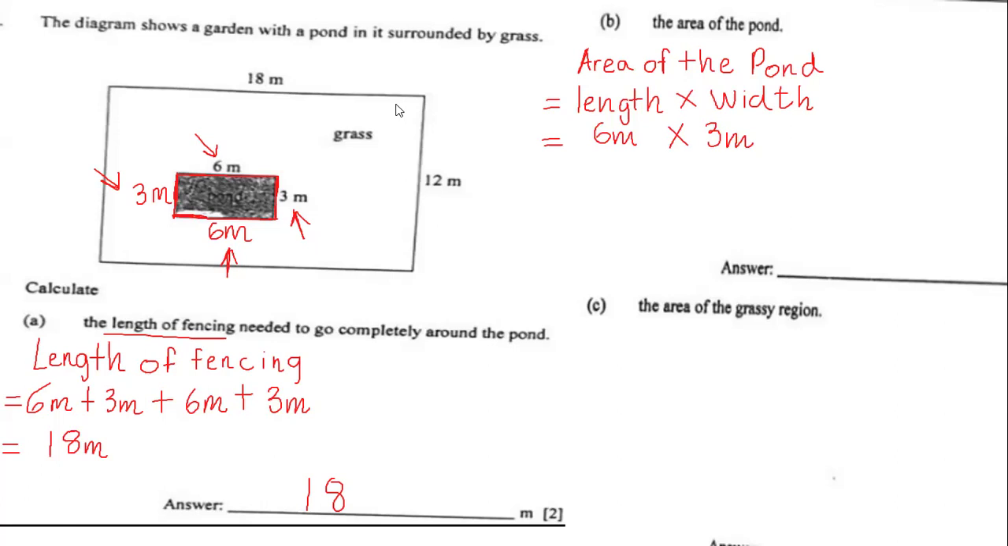So the length is 6 meters and the width is 3 meters. Let me do 6 meters multiplied by 3 meters. That's going to be what? 18. Interesting, the area and the perimeter are the same number. So 6 times 3 is going to be 18 meters squared.